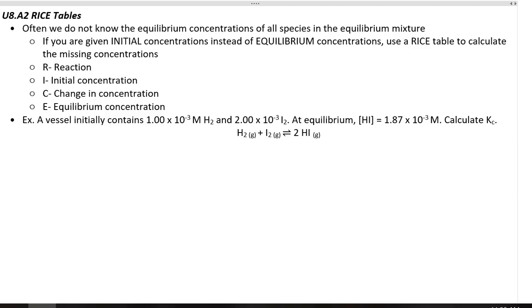Hey guys, so today we're going to do rice tables, continuing on with Unit 8 Acquisition 2.